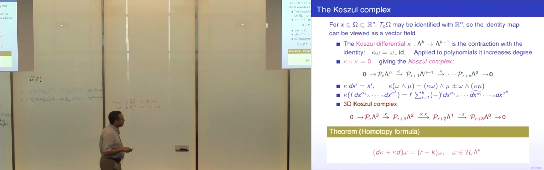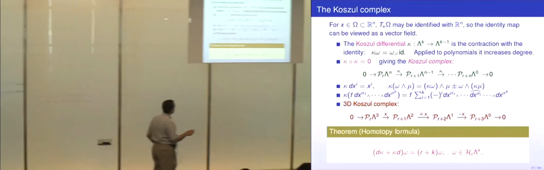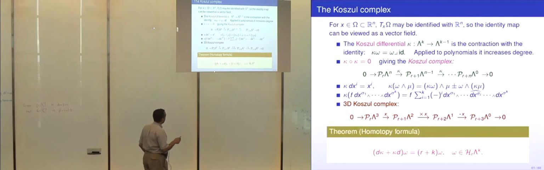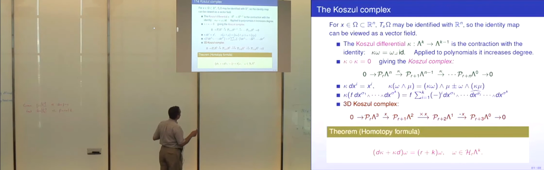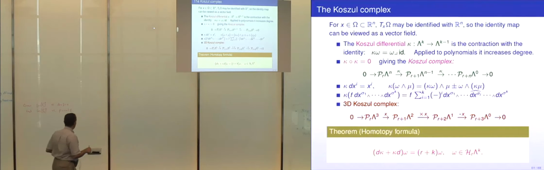And with Koszul, there's really only one very important formula, which is this homotopy formula, where d kappa plus kappa d is the identity, but it's scaled, and how it scales depends on the homogeneous polynomial degree and the form degree.